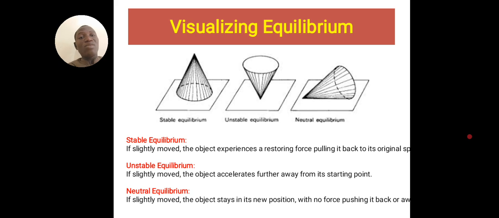Now look closely. The only difference between the unstable and the neutral equilibrium is not much. In the unstable equilibrium, the object accelerates further away from its starting point. Meanwhile, in the neutral equilibrium, the object stays in the new position with no force pushing it back to its position, as is the case in the stable equilibrium.